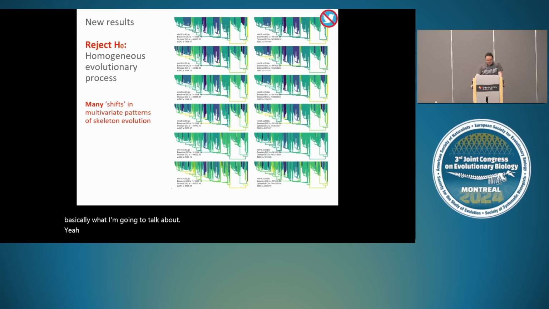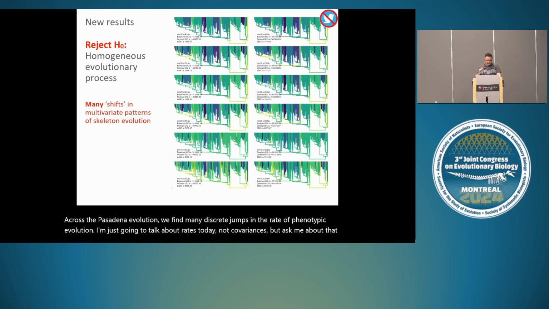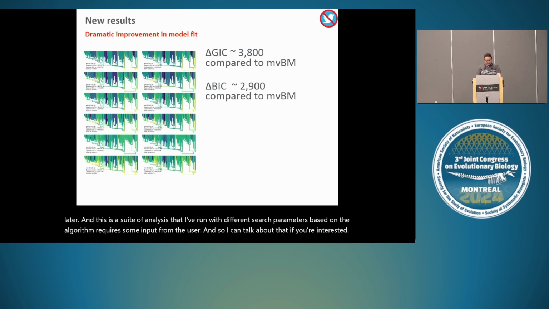Yeah, so we find that we can firmly reject the null hypothesis that the process of evolutionary change has been homogeneous across passerine evolution. We find many discrete jumps in the rate of phenotypic evolution. I'm just going to talk about rates today, not covariances, but ask me about that later. And this is a suite of analyses that I've run with different search parameters, because the algorithm requires some input from the user, and so I can talk about that if you're interested. But it leads to dramatic improvements in model fit.